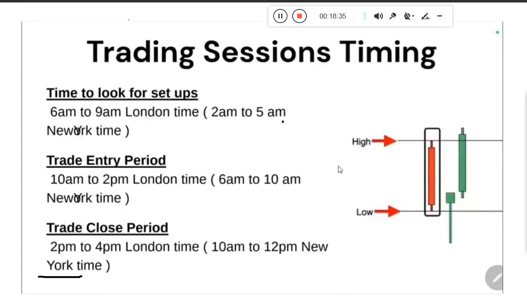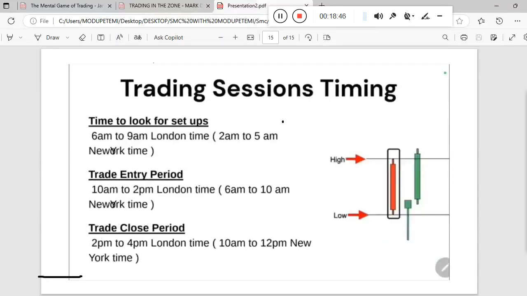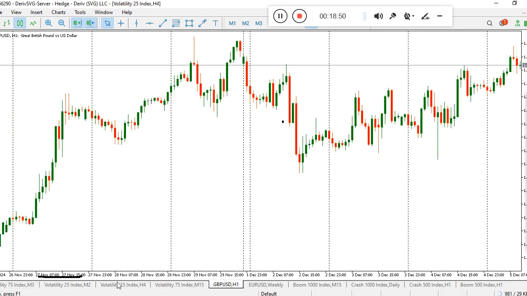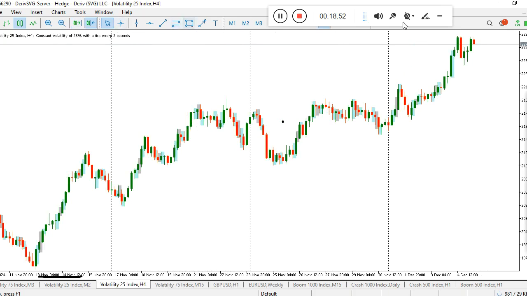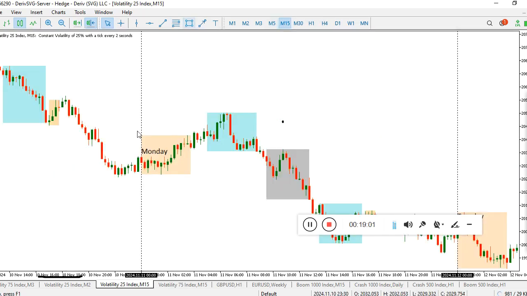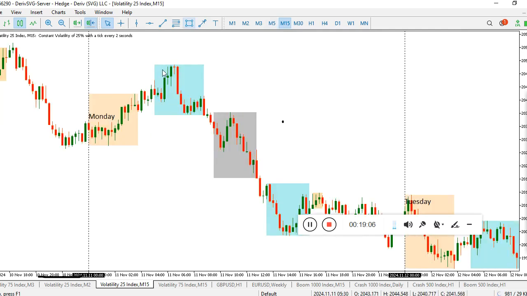So let's go down to a chart example, so that I will show you how you can use these things. Right. So let's go down to my trade. So this is volatility 25. I already had my indicator that I use for it, but let me just show you the candle theory now.